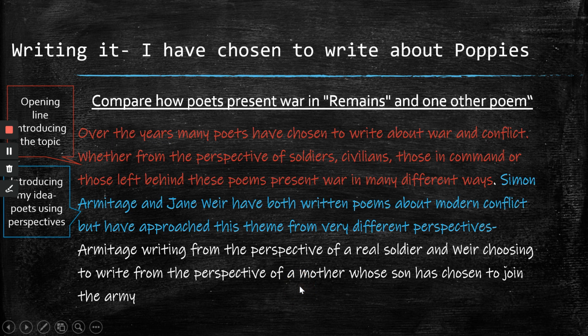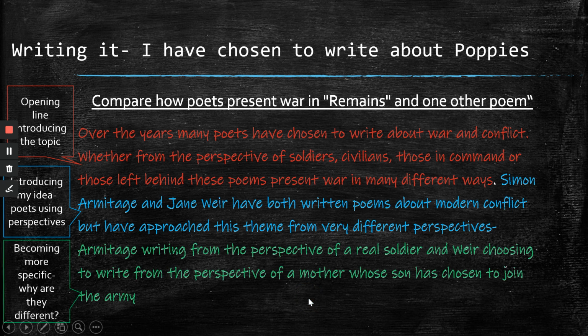Then I've introduced my idea in a bit more detail. Simon Armitage and Jane Weir have both written poems about modern conflict, but have approached this theme from very different perspectives. And then I've drawn it out even further. So why are they different? Now if you look at this, my comparison idea is there because I've talked about Simon Armitage and Jane Weir, and I have used the word different.